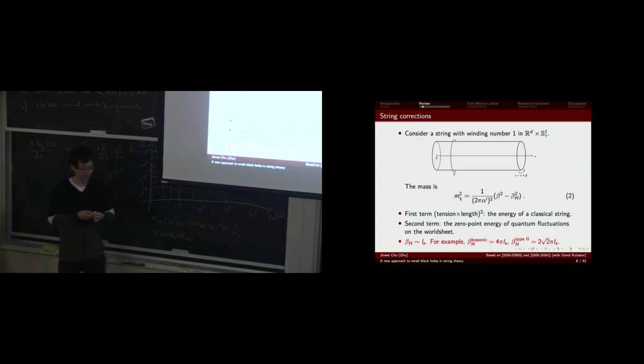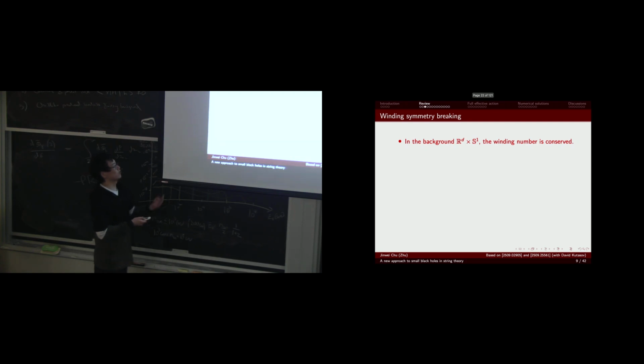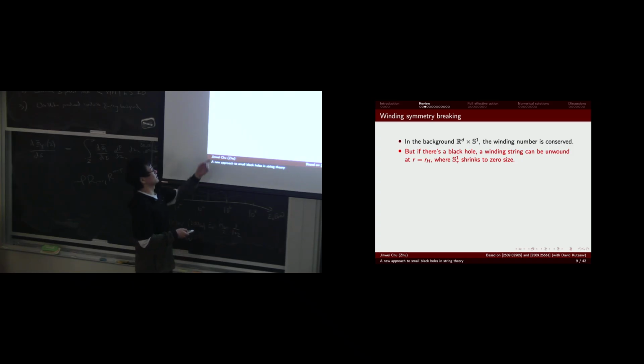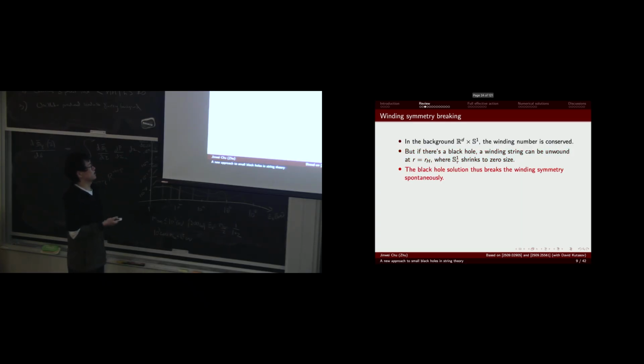Okay, thanks. So if we have a trivial background R^d × S^1, the winding number would just be conserved. But if there's a black hole, a winding string can be unwound at the horizon radius, the place where the tau circle shrinks to zero size. Recall the previous cigar geometry, where the tau circle shrinks to zero size at some radius. What this means is that the black hole solution breaks the winding symmetry spontaneously. As a result, the winding string chi gains a non-zero expectation value near the horizon radius.